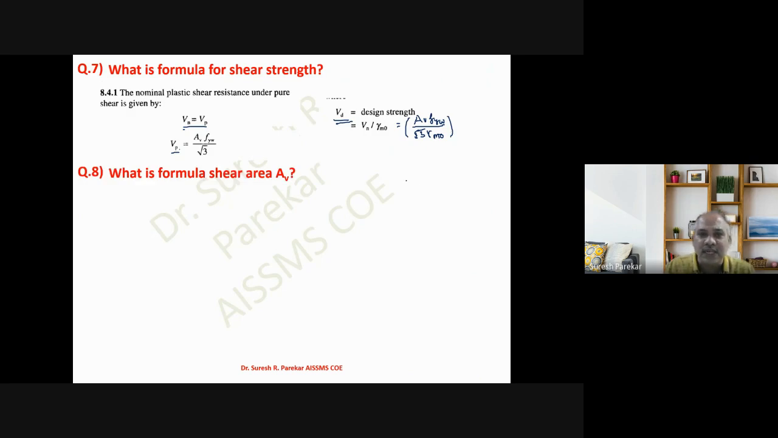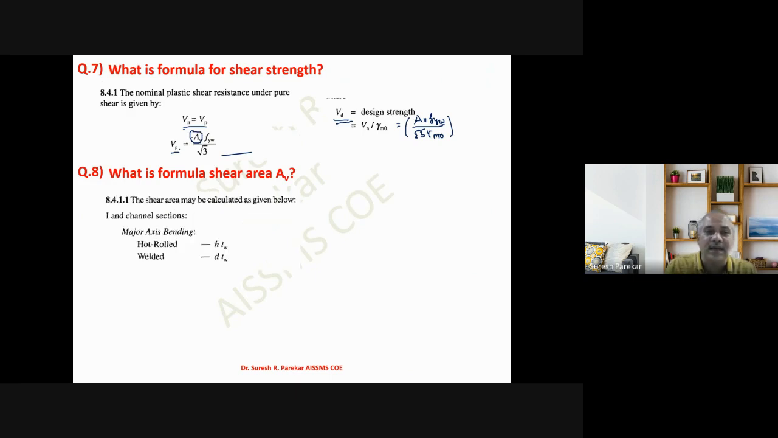What is the formula for shear area? So Av we have over here, and that depends upon whether your section is rolled or welded. So in 8.4.1.1, the value of Av, the shear area, is mentioned: h into tw for a rolled section, and d into tw for a welded section. So in a hot rolled section, we consider the overall depth including the flange, and in a welded section we consider the depth of the web only. That is the difference between the two.